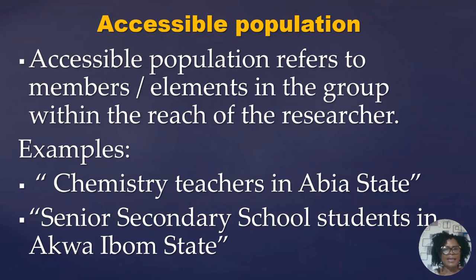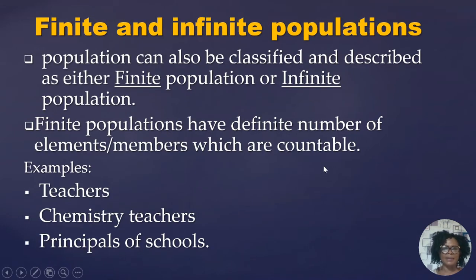Examples: remember we said chemistry teachers in Nigeria. But now the accessible one is chemistry teachers in Abia State. So you are now studying chemistry teachers in Abia State. You believe that whatever you find out from these Abia State chemistry teachers could be applicable to chemistry teachers in the whole of Nigeria. Another example is senior secondary school students in Akwa Ibom as against senior secondary school students in Nigeria. So that's about accessible and target.